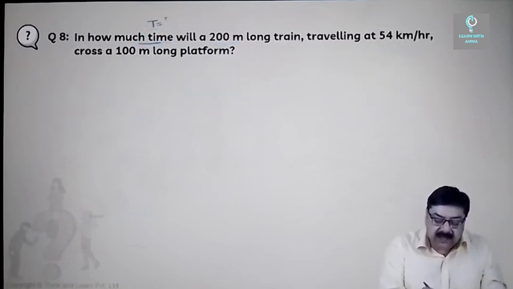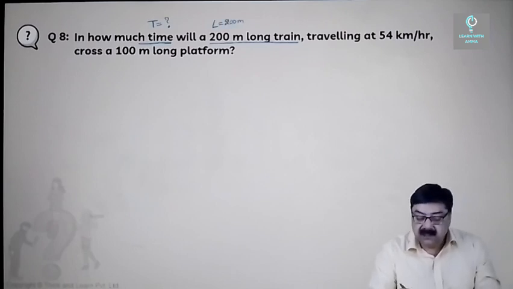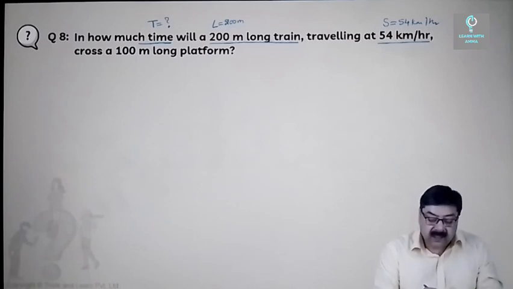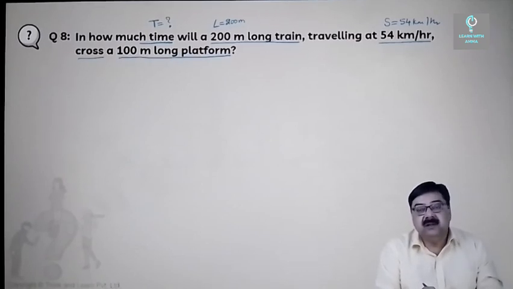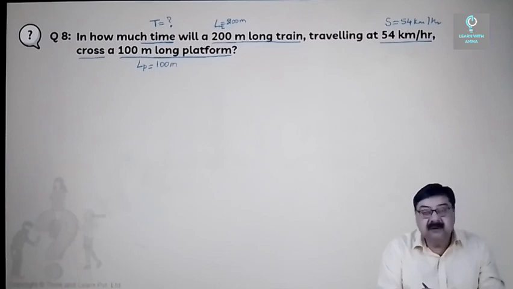Now in how much time? So T is what we need to find out here. Will a 200 meters long train, the length of the train is 200 meters, traveling at 54 kilometer per hour, speed is given to us as 54 kilometer per hour, cross a 100 meters long platform. Now the length of the train is 200 meters and the length of the platform is given to you as 100 meters.